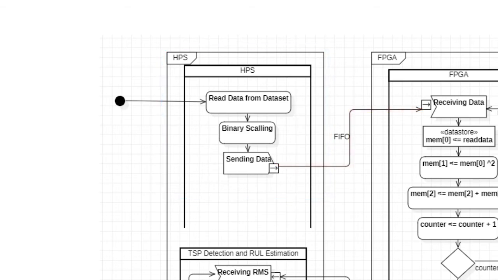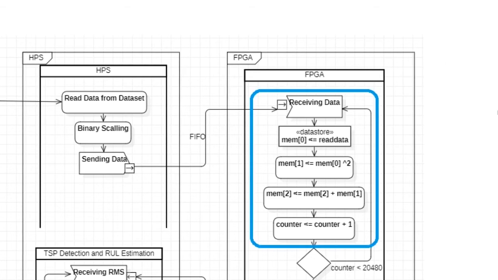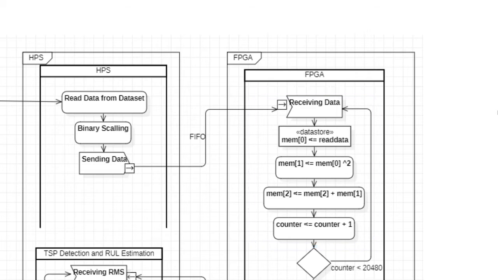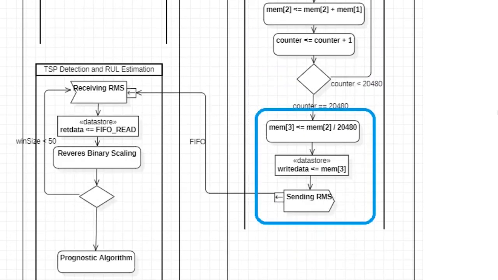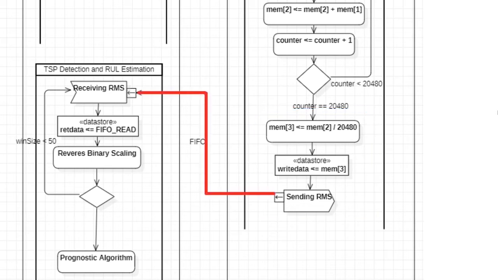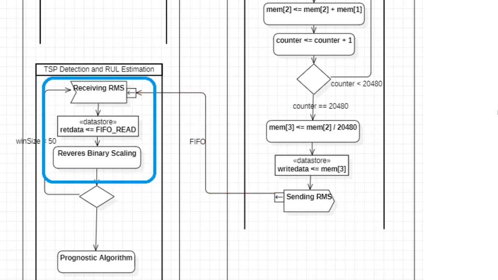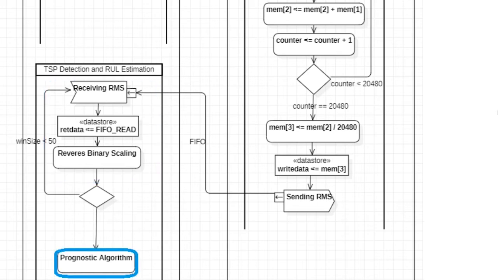On FPGA, the data is squared and summed up until 20k data points are received. And then, the accumulated data is divided by the number of samples, which is 20k, and undergoes square root to produce root mean square. Afterwards, the root mean square is sent back to HPS through FIFO, goes through reverse binary scaling and is ready to be used in the prognostic algorithm.